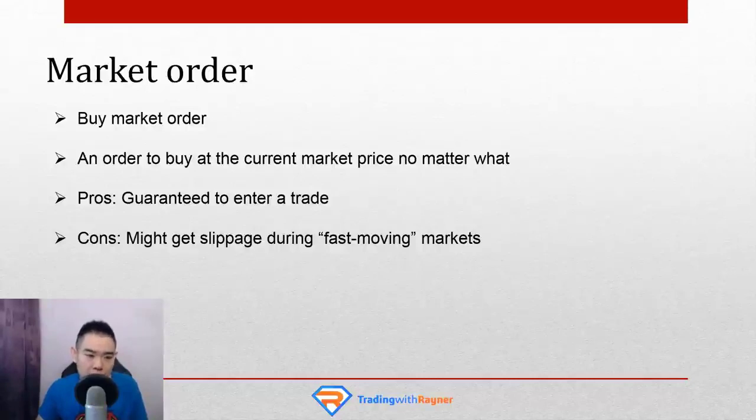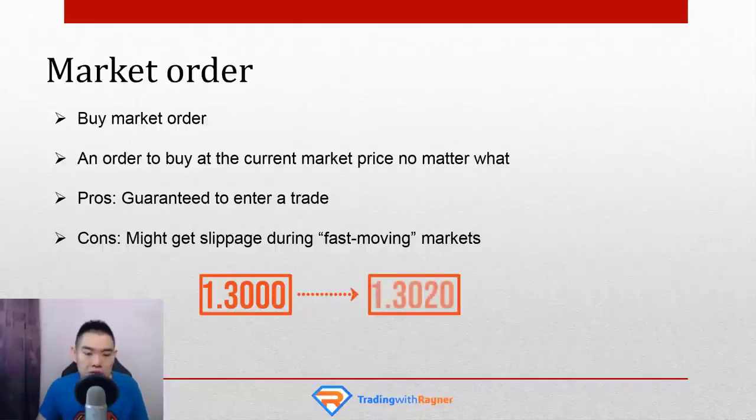Let's say EUR/USD is currently trading at 1.3000. But during fast-moving markets, if you hit a market order, you could get slippage, where you thought, hey, I'm going to buy at 1.3, but you end up buying at, let's say, 1.3020. You end up paying 20 pips more than expected. So this is the downside to using a market order because of slippage.